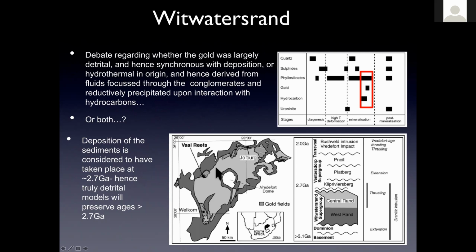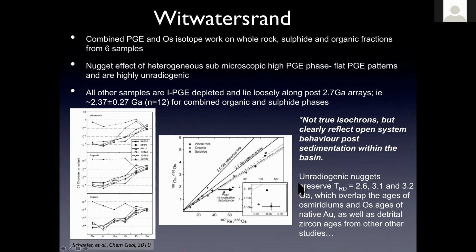And so here we are in the Vaal Reefs, in the central and western Rand in particular. Deposition was in this period prior to 2.7 billion years, but after 3.1 billion years. What we did is we went in and got some samples that have been previously texturally characterized and analyzed as whole rocks, but then rather painfully separated out a sulfide fraction by hand picking and an organic fraction by hand picking, and measured the platinum group elements and the rhenium and osmium isotopes.